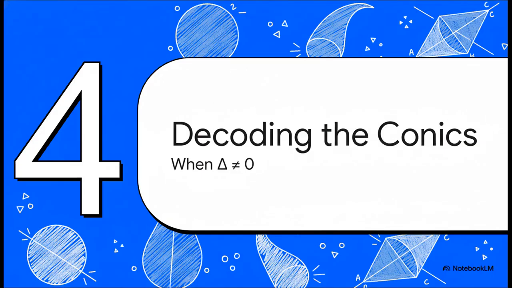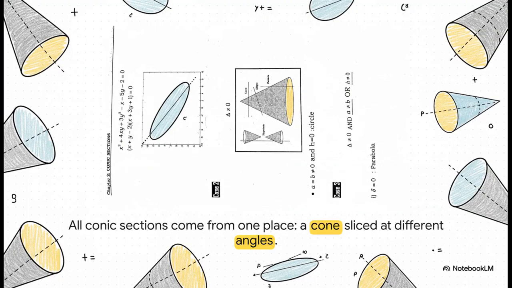Now for the main event. We've seen what happens when our equation collapses. But what happens when delta is not 0? Well, now we leave the world of simple lines and points, and we enter the beautiful world of the true conic sections. And why are they called conic sections? Because every single one of these shapes, the circle, ellipse, parabola, and hyperbola, can be created by slicing a simple cone at different angles. A flat slice gives you a circle. An angled slice gives an ellipse, and so on. It's this really beautiful physical connection between algebra and geometry.